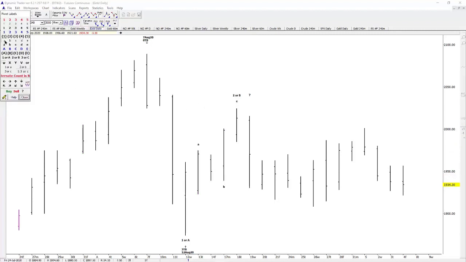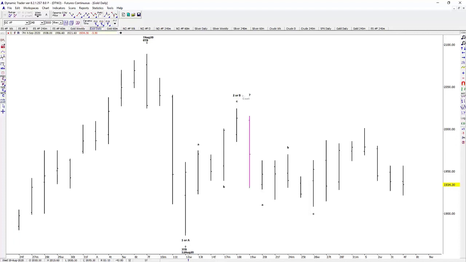And it looks pretty much like another A, B, C. So if this is an ABC, and if this is an ABC, well, this can't be a 2 or B. Let's just put it that way. Something else is going on. So are we making a complex correction? More than likely. If this is an ABC, then we should have another advance.